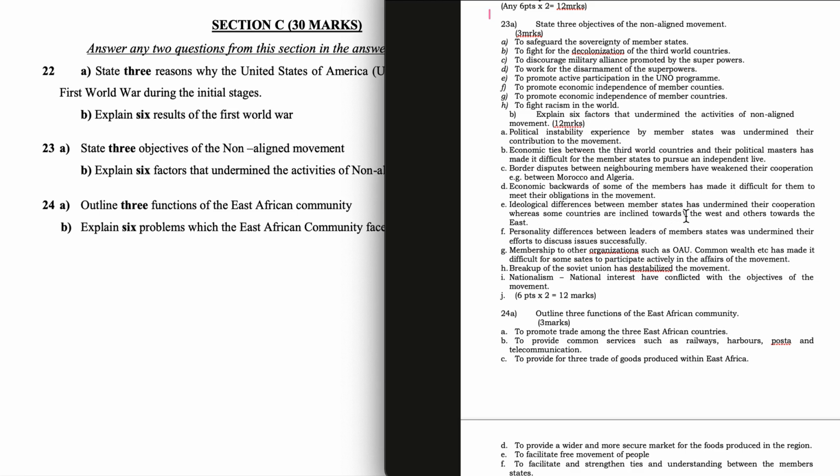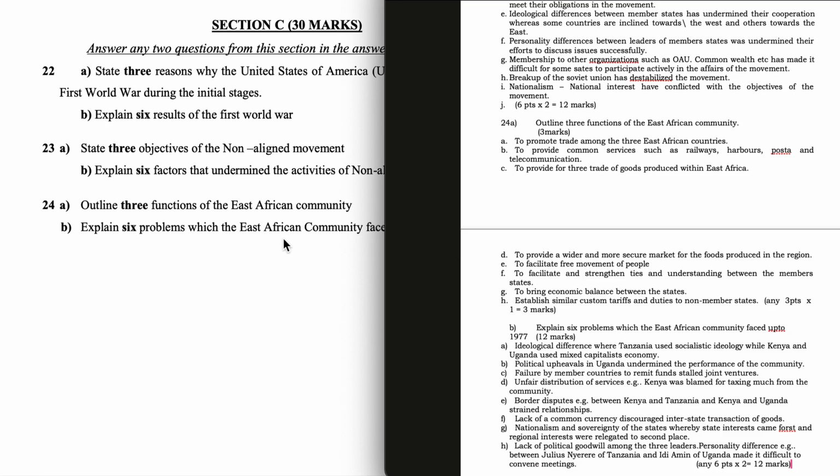Ideological differences between member states have undermined their cooperation, whereas some countries are inclined towards the West and others towards the East. Personality differences between leaders of member states undermined their efforts to discuss issues successfully. Membership to other organizations such as OAU, Commonwealth, has made it difficult for some states to participate actively in the affairs of the movement. Breakup of the Soviet Union destabilized the movement. National interests have conflicted with the objectives of the movement.